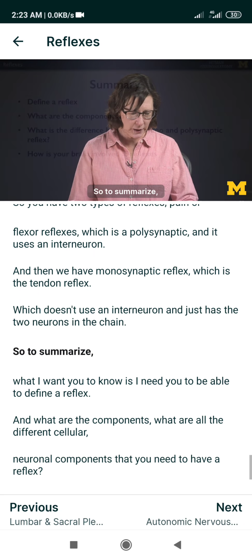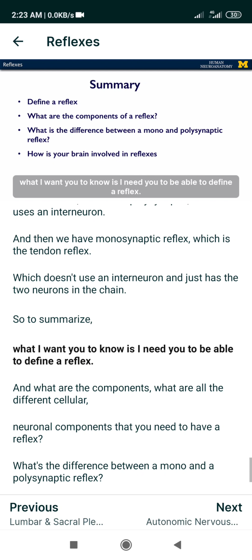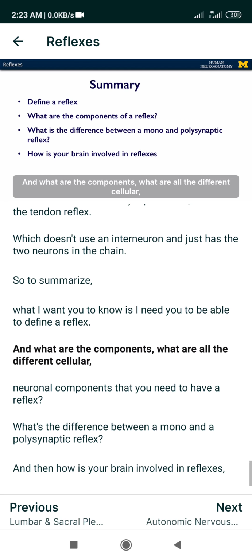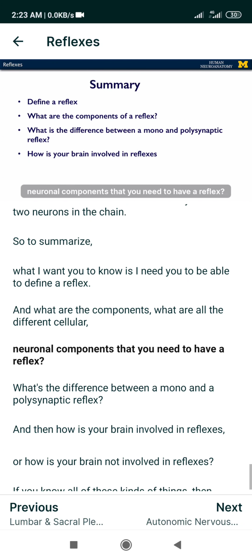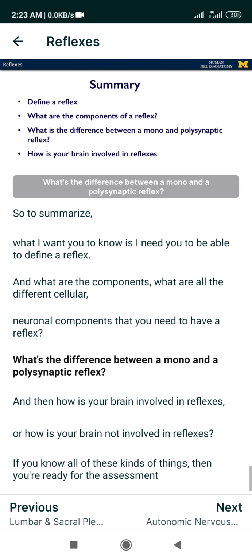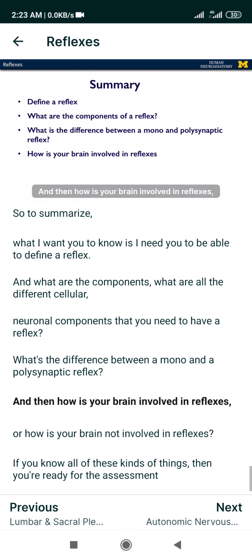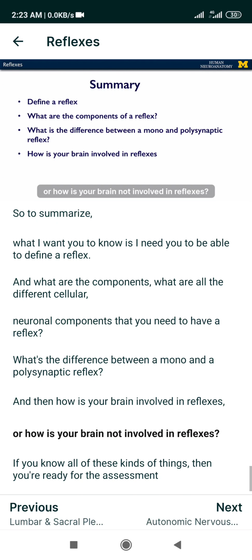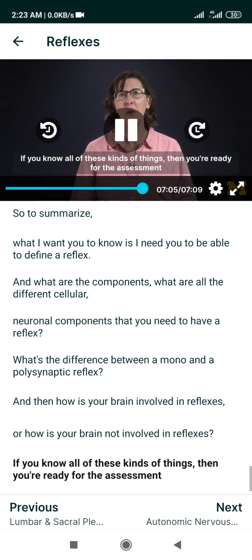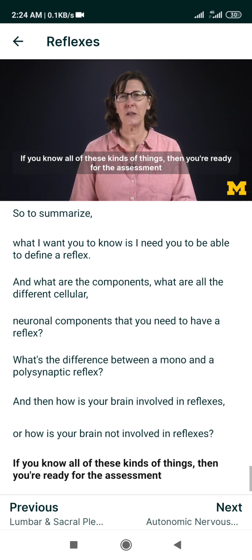So to summarize, what I want you to know is I need you to be able to define a reflex and what are all the different cellular neuronal components that you need to have a reflex. What's the difference between a mono and a polysynaptic reflex? And then how is your brain involved in reflexes? Or how is your brain not involved in reflexes? If you know all of these kinds of things, then you're ready for the assessment.